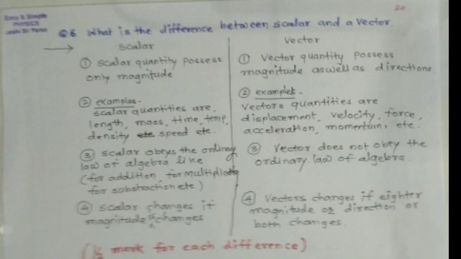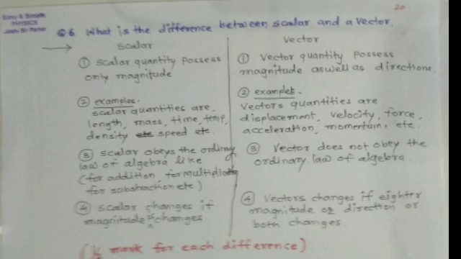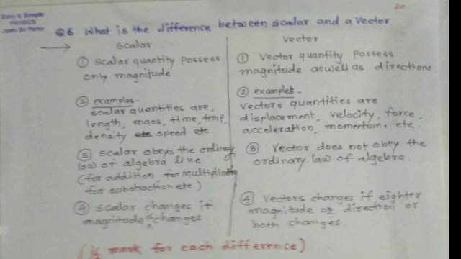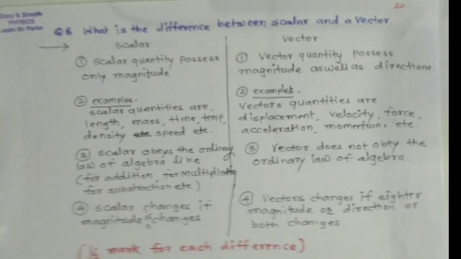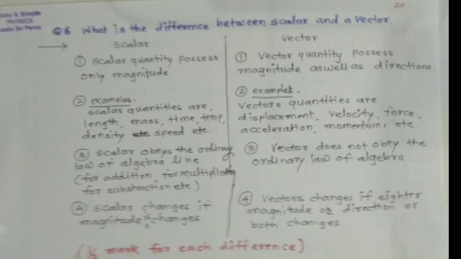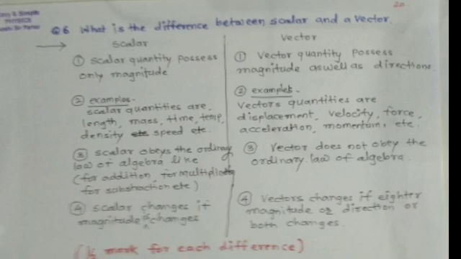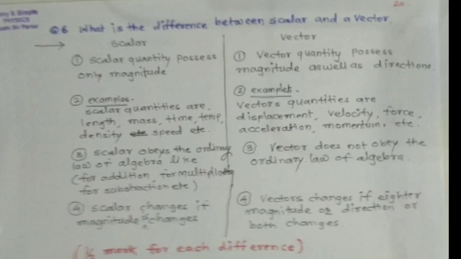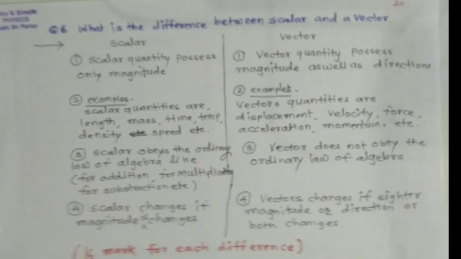A scalar obeys the ordinary laws of algebra, like for addition, multiplication, subtraction, etc., whereas a vector does not obey the ordinary laws of algebra. Fourth difference: a scalar changes if its magnitude is changed. A vector changes if either magnitude or direction or both change. Each difference gets half mark.